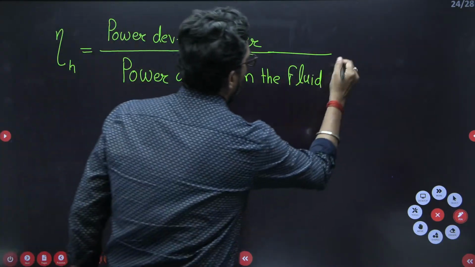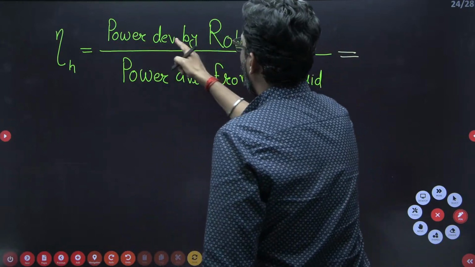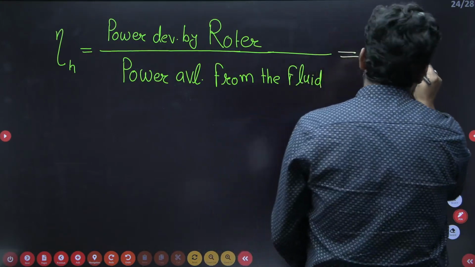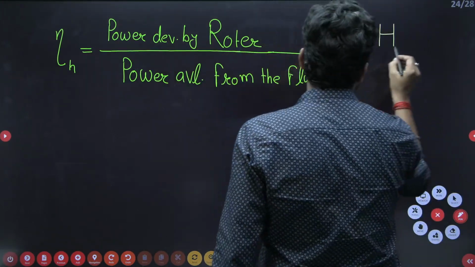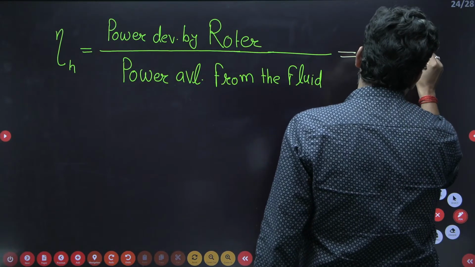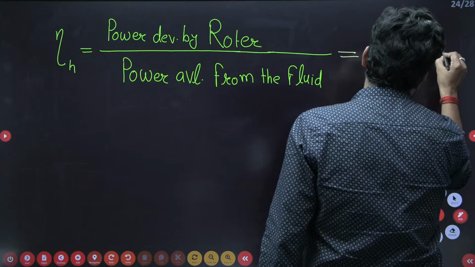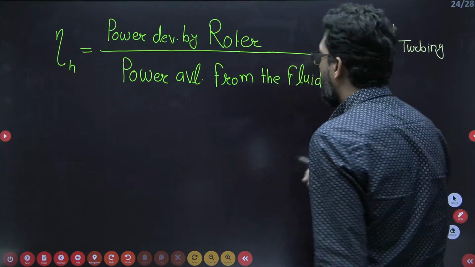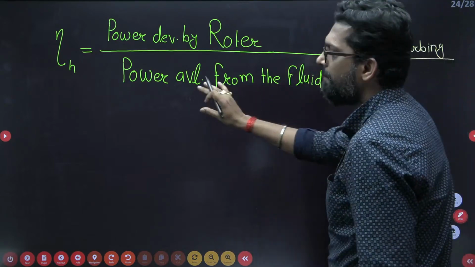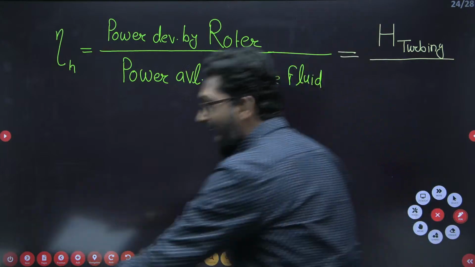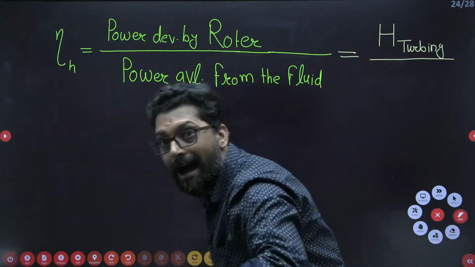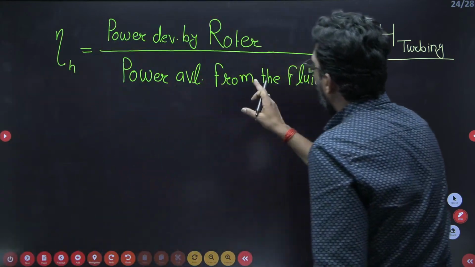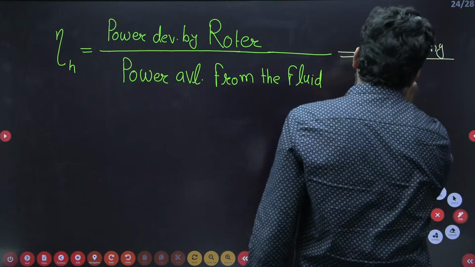So what is this? The power developed by the rotor, in the form of H, is the H of the turbine, that is, the head developed by the turbine. And this is your available head. That means at what height? This directly depends upon the height of the reservoir. So this is your power available from the fluid. This is your inlet, so this is your H inlet.